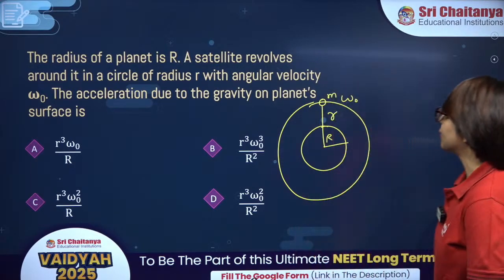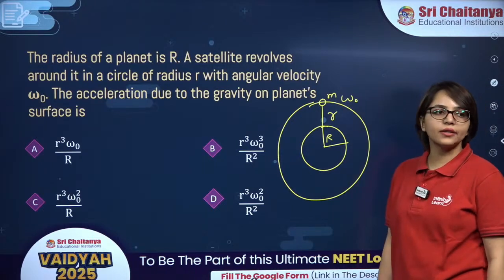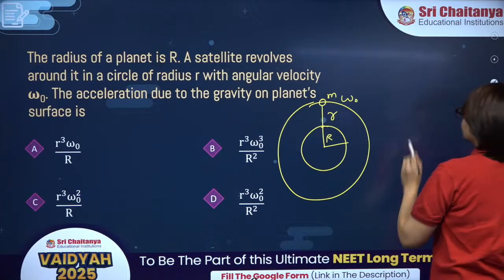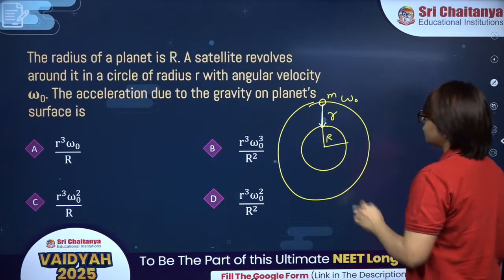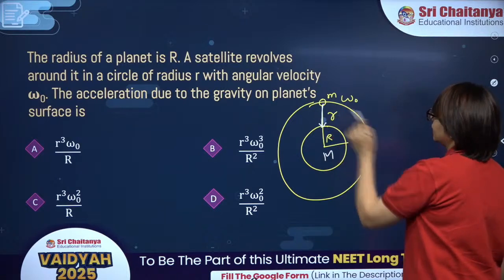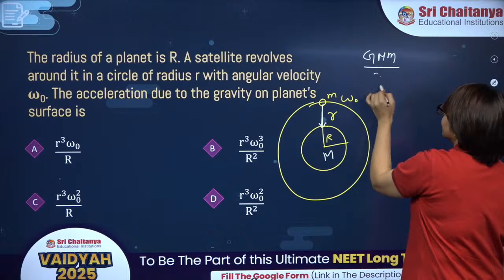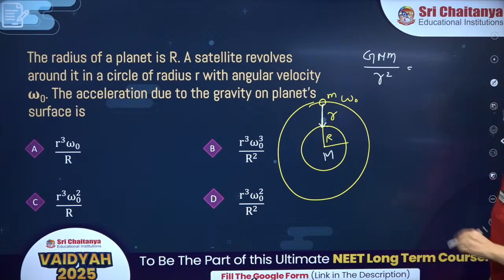The satellite is revolving around the planet in a circular path. That means someone has to provide the centripetal force, right? That centripetal force is provided by the gravitational force between the planet and the satellite, which is G m1 m2 divided by r square, and it should be equal to m omega naught square into r.